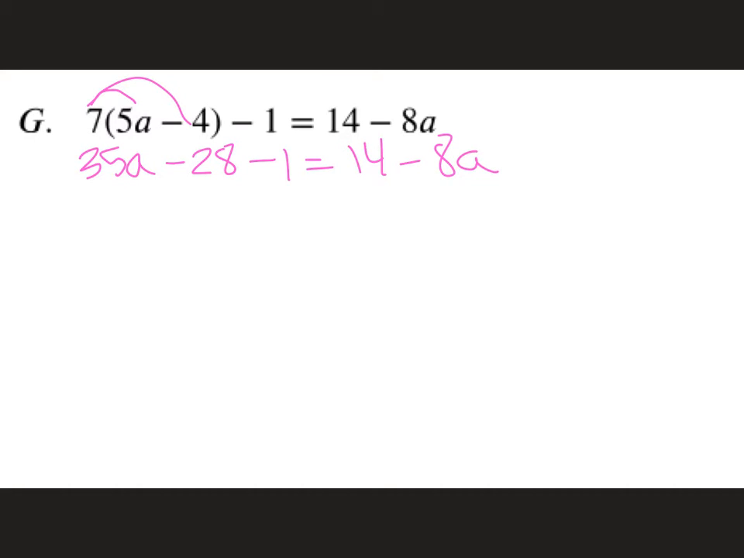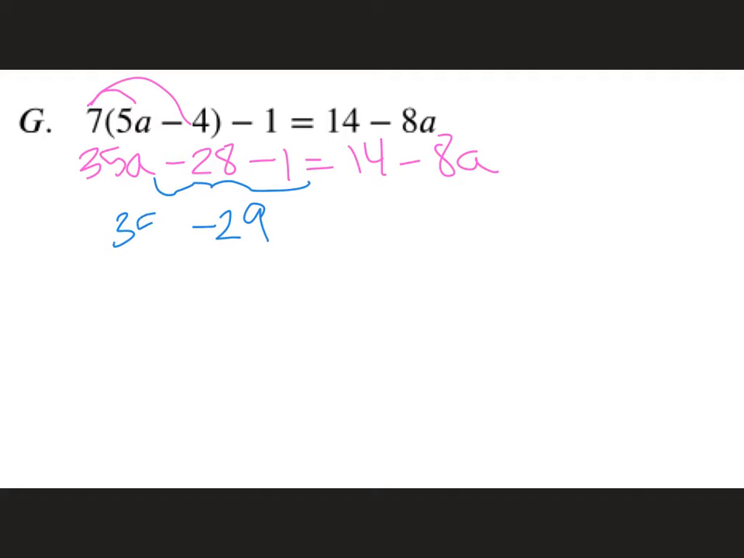At this point, I would go ahead and combine the two constants on the left side, and this can be tricky because of the signs. So you do have to make sure you pay attention to the signs in front of them. This is a negative 28 minus 1. That's how it has to be treated because the sign in front of it does matter. Negative 28 minus 1 would be negative 29.